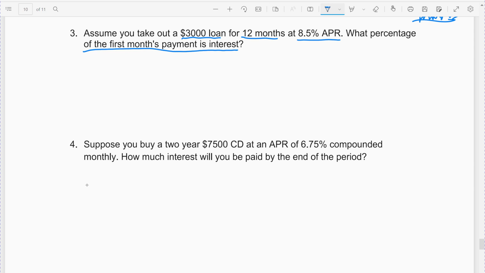So to figure out the first month's interest, you have to figure out your monthly payment and how much interest you paid in the first month. Remember, the percent is the first month's interest divided by your payment, times 100%. So that's what you have to figure out. So find your monthly payments.